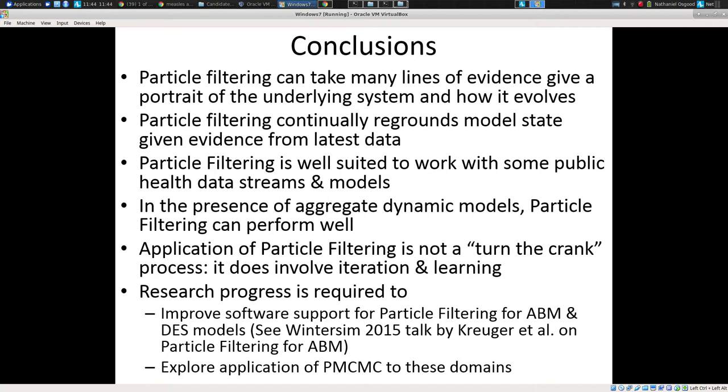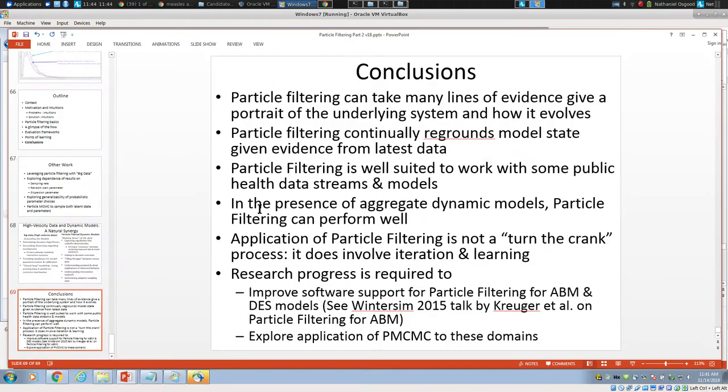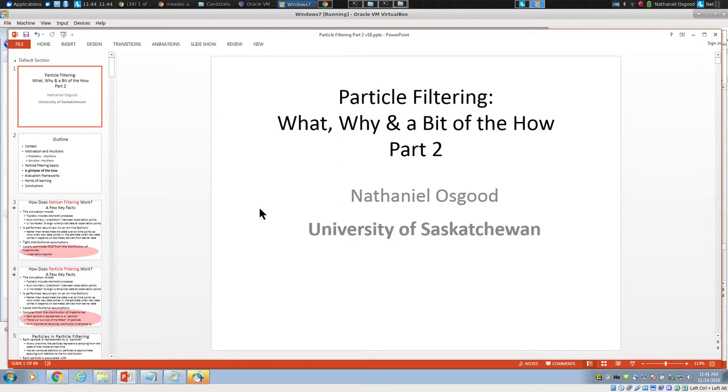Particle filtering is not a turn-the-crank process. It involves iteration and learning. It involves careful working with the model and learning from a model. And research progress is really required to improve support for particle filtering and explore applications in more advanced areas such as PMCMC to domains. Okay, so that was some further comments on particle filtering. I think that's as far as we will try to take the introduction to particle filtering.